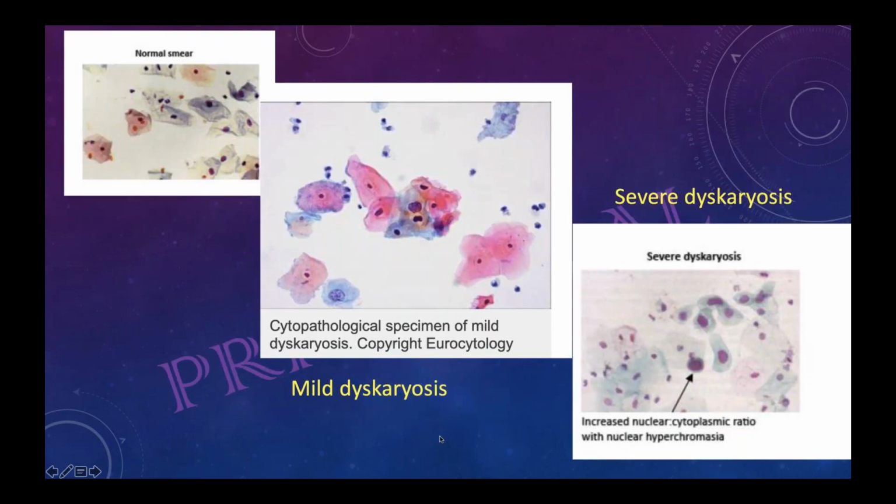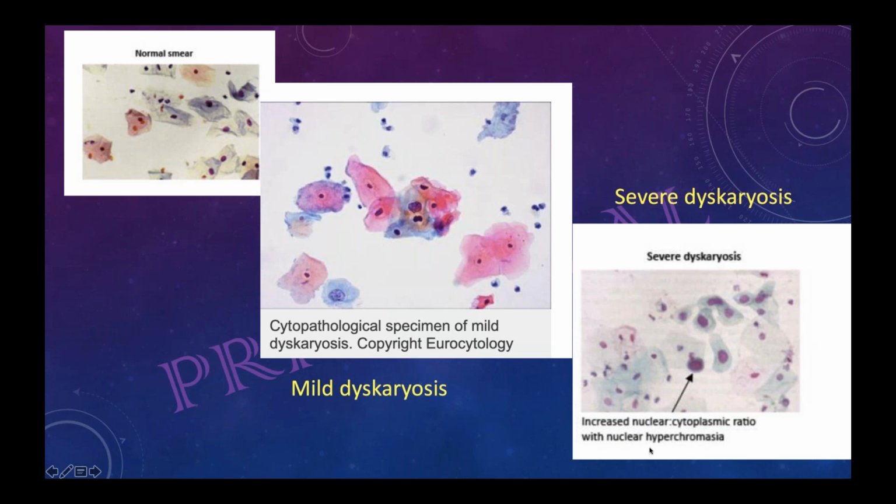Now, it is important to know why this is important. So this is the normal smear. It appears like this. And this is the mild dyskaryosis, where mild changes in the cells are there. And this is the severe dyskaryosis. You can make out the changes in the nucleus: too much increase in the nucleus size, and it is also irregular.